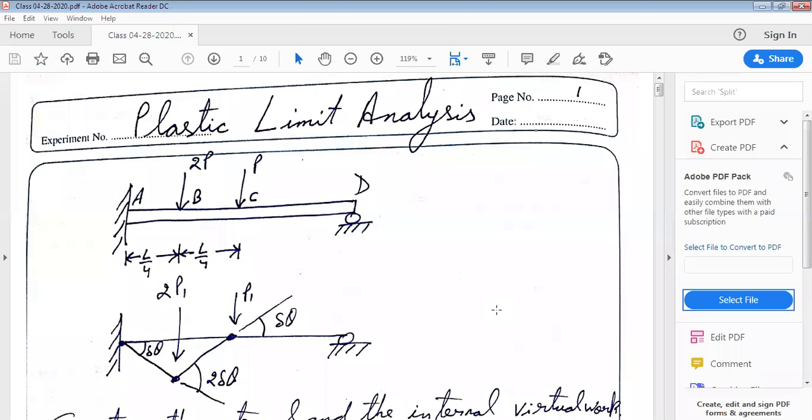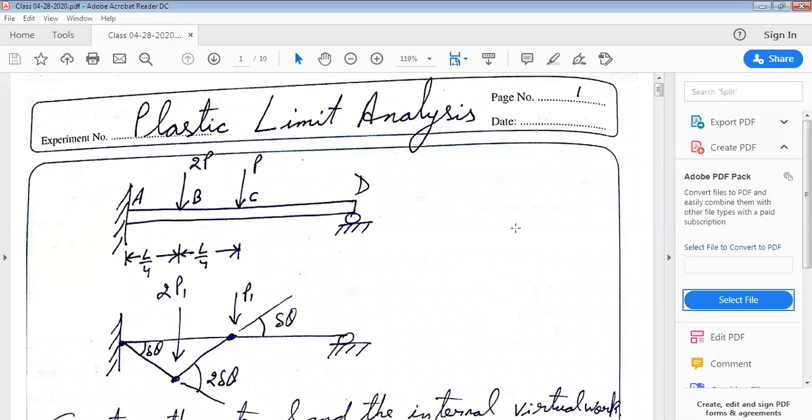Namaskar, friends. Today we will continue our discussion on plastic limit analysis. In plastic limit analysis, our intention is to find out the plastic limit load.